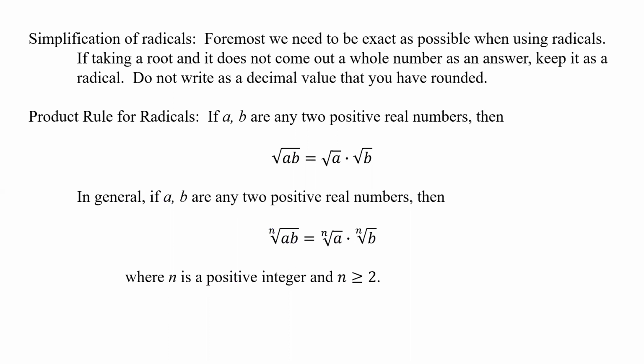So we have the second, which is just a plain old square root, and then we have 3, then 4, then 5. And again, a and b have to be positive real numbers whenever n is an even number.